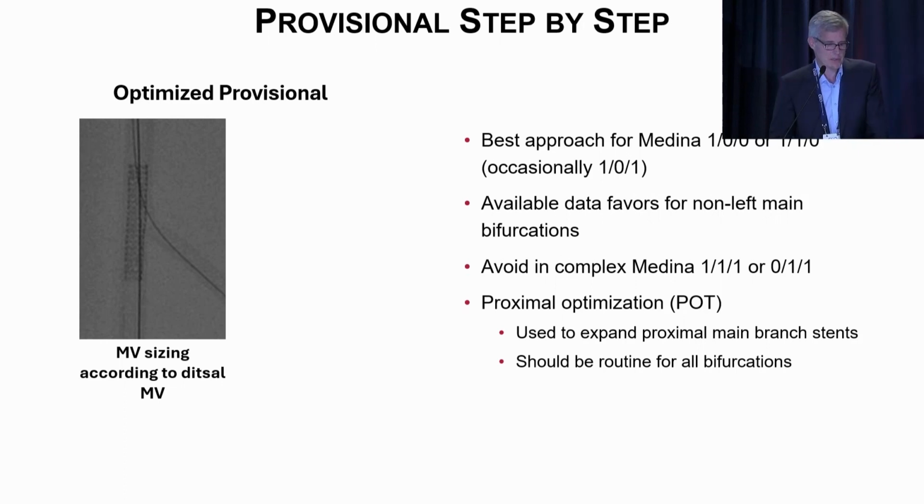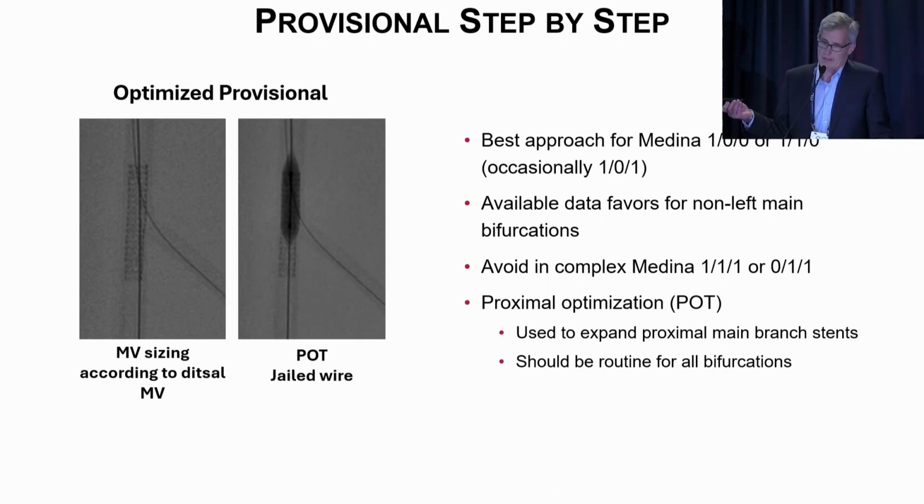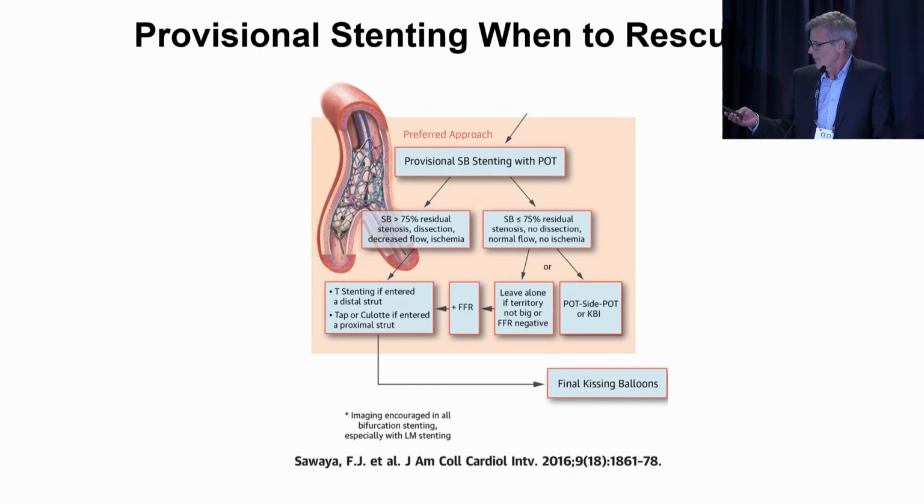So provisional is real straightforward. You just choose the stent size based on the main branch distal vessel size. Don't size it up here. That's when people get in trouble with perforations. You place the stent, you leave a wire in the side branch, you dilate it, and then you do want to POT it proximally so that the stent matches the larger artery before it tapers.